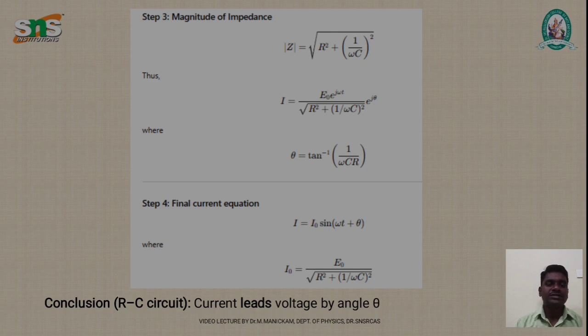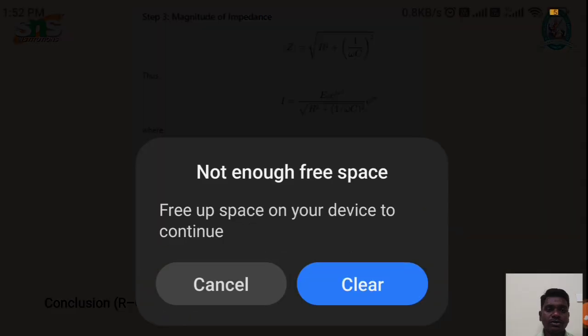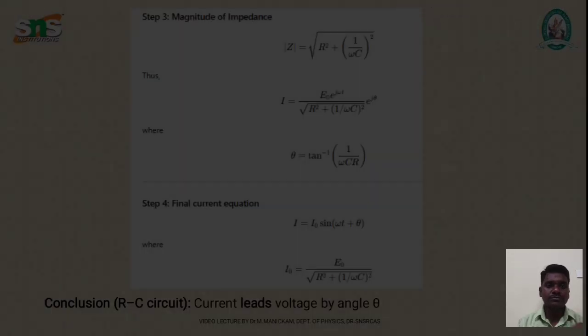There is a derivation involved in deriving this equation. Here theta is given by e power j theta, and theta is equal to tan inverse of 1 divided by omega C into R. This is the angle equation. Finally we get the current equation: I is equal to I naught sin omega t plus theta, where I naught is equal to E naught divided by square root of R square plus 1 divided by omega C whole square.